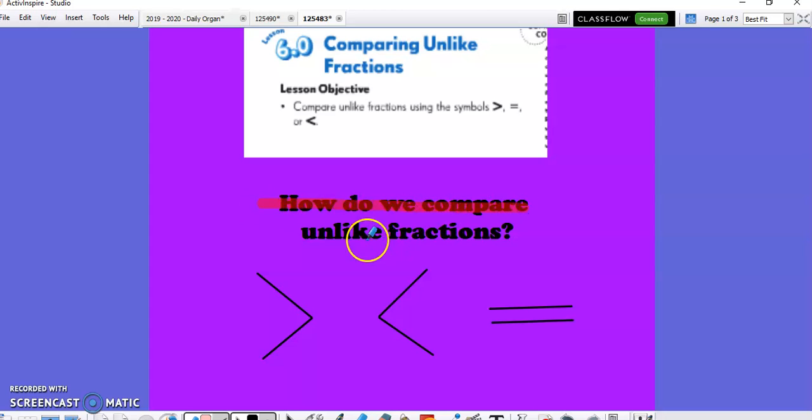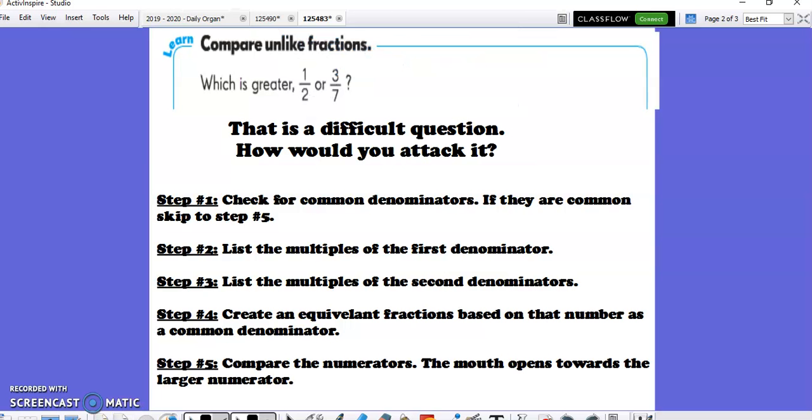Today we are discussing this main question. How do we compare unlike fractions? What we mean by that specifically is when you have a denominator that is not the same.